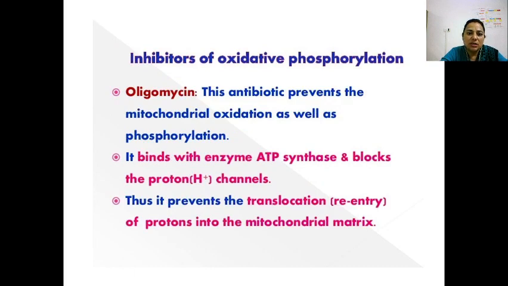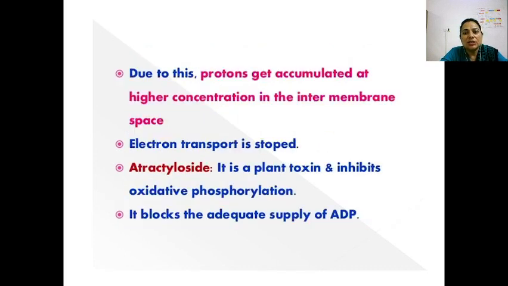Inhibitors of the oxidative phosphorylation, that is oligomycin, which is an antibiotic, prevent the mitochondrial oxidation as well as phosphorylation. It binds to the enzyme ATP synthase and blocks the proton channels, and thus it prevents the translocation or the re-entry of protons into the mitochondrial matrix. Due to this, the protons get accumulated at a higher concentration in the intermembrane space. Electron transport is stopped.